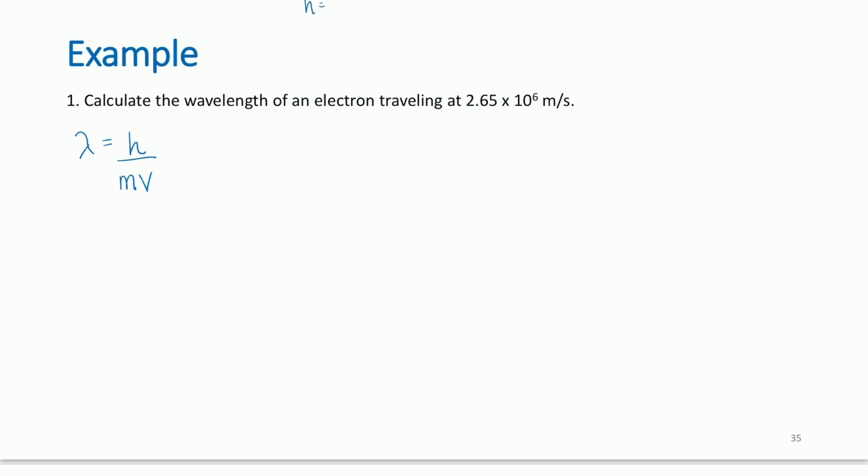So h is Planck's constant, 6.626 times 10 to the minus 34 joule seconds. m is your mass. This is in your SI-based units. SI units for mass is actually kilogram. We use gram all the time, but it is kilogram. An electron weighs 9.11 times 10 to the minus 34, or 31, I apologize, 31 kilograms.